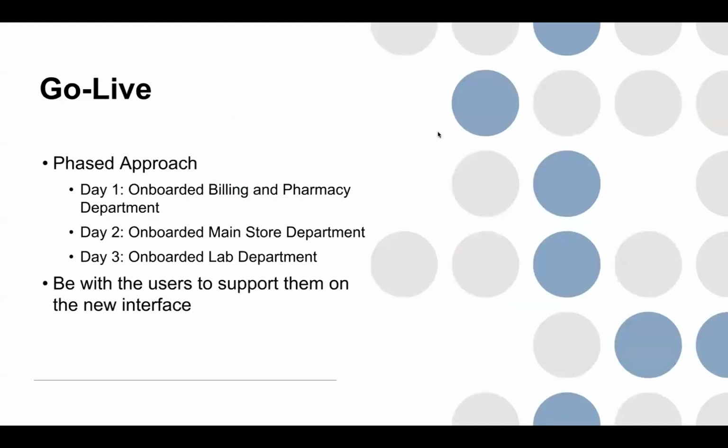Okay, moving on. Going to the go live, on the day of go live, we did a phased approach wherein on day one, we onboarded the billing and pharmacy department with the Odoo database. And then on day two, we onboarded the main store department since it is maintained in a separate database. And then on day three, we onboarded the lab department so that we can sort out issues and give training if needed, any support. So we went with the day-wise approach for each of the departments.